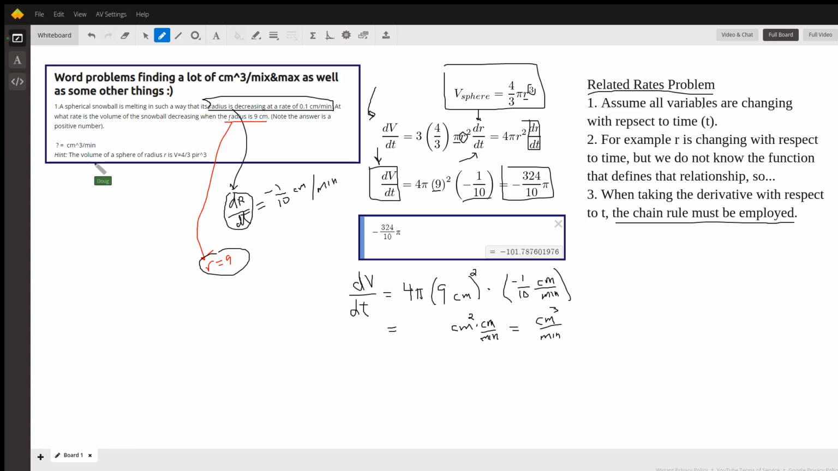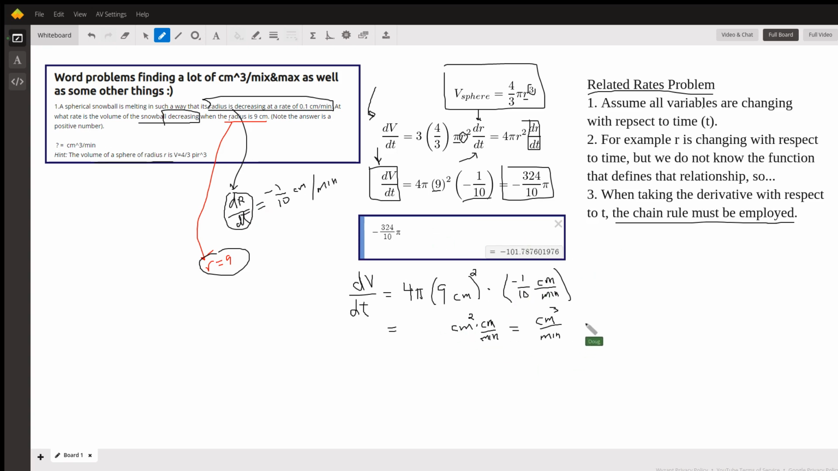Now it says the answer is supposed to be positive. Well, that's because the word decreasing is included here. So we want to say it's decreasing at 101.8 cubic centimeters per minute.